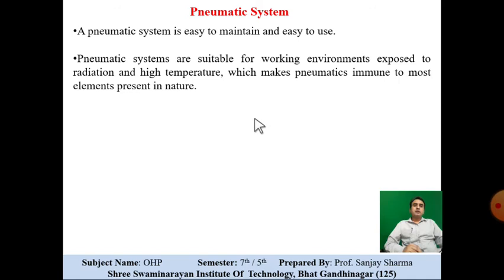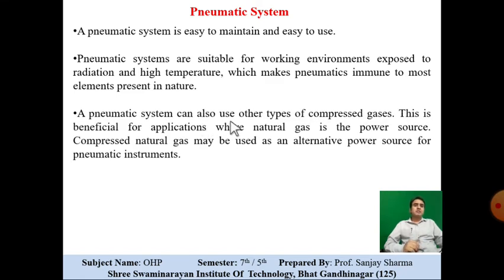So this is one of the best advantages for using the pneumatic system for such an environment where hazardous conditions are there. A pneumatic system can also use other types of compressed gas. This is beneficial for applications where natural gas is the power source. Compressed natural gas may be used as an alternative power source for pneumatic instruments.